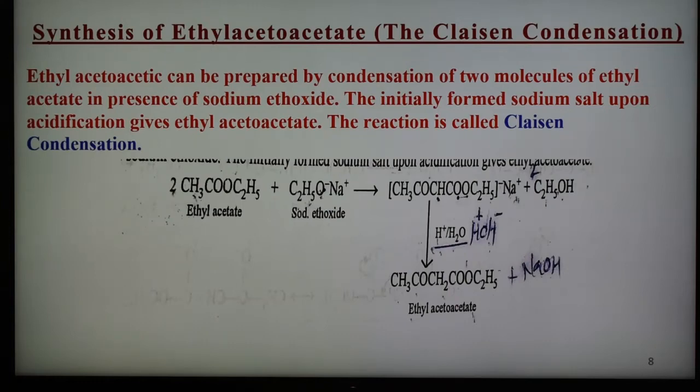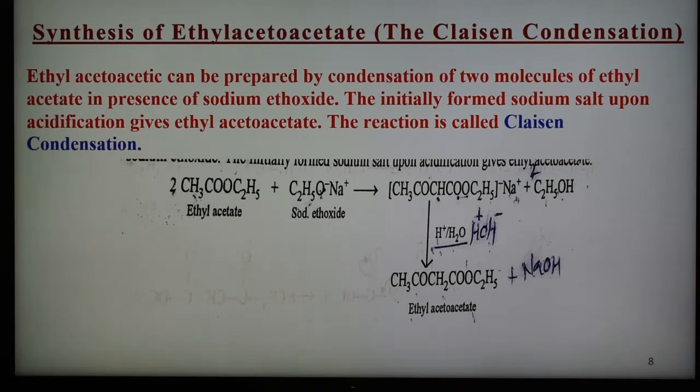This is the synthesis of ethyl acetoacetate, and here Claisen condensation. This is known as Claisen condensation. As we know, ethyl acetoacetate can be prepared by condensation of 2 molecules, and in this case of Claisen condensation, 2 molecules of ethyl acetate in the presence of sodium ethoxide. Initially the sodium salt is formed, which upon acidification gives ethyl acetoacetate, and the reaction is shown here.